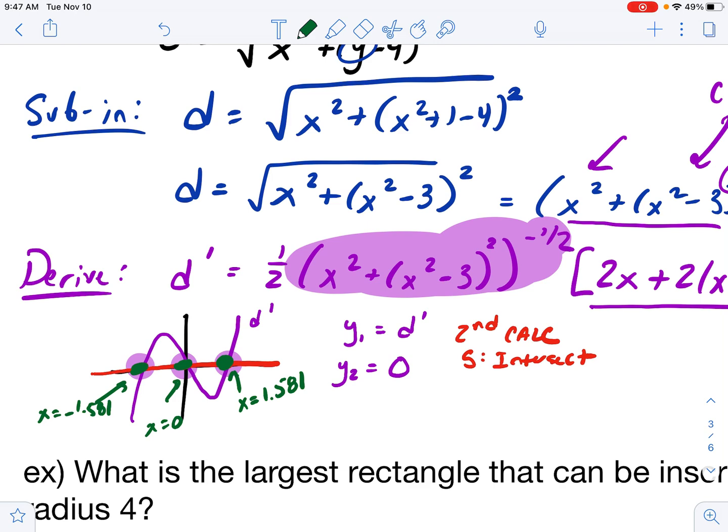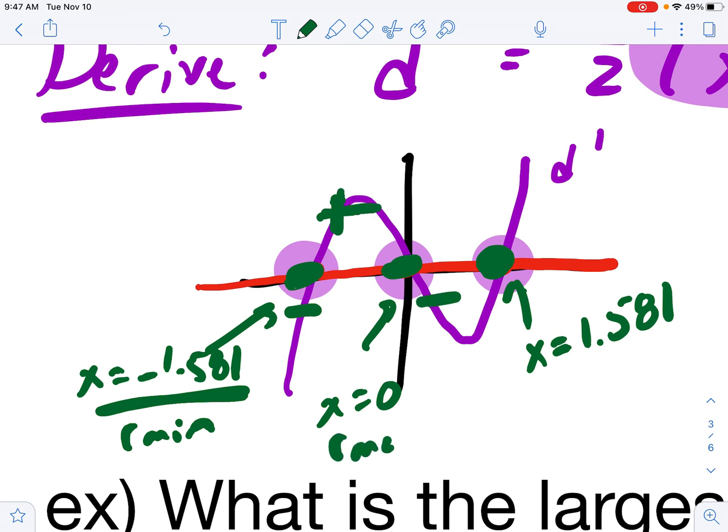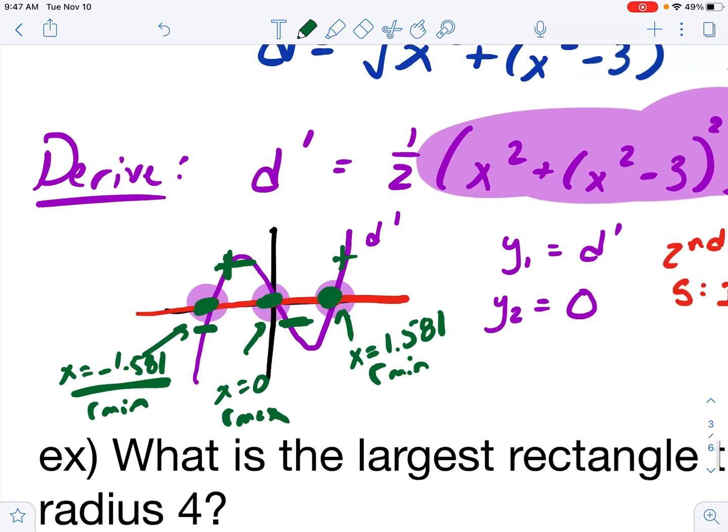Okay? Now I can look at this graph of d prime, and I see right away that we actually have 2 minimums and 1 max. How do I know that? I look at the sign changes. From here, we go negative to positive, so this is going to be a relative min. At 0, notice we're going from positive to negative. This is actually a relative max at 0. And then at 1.581, we're changing the derivative from negative to positive. We've got ourselves a relative min again.